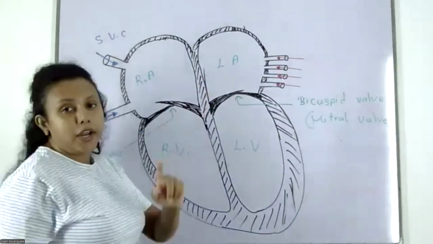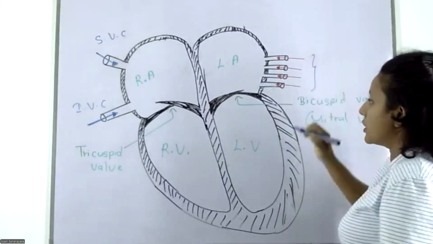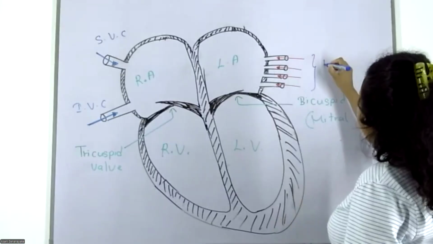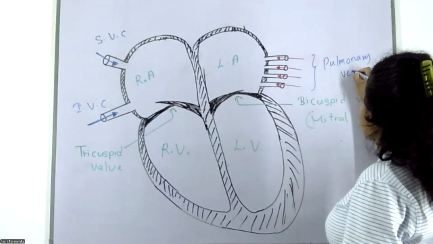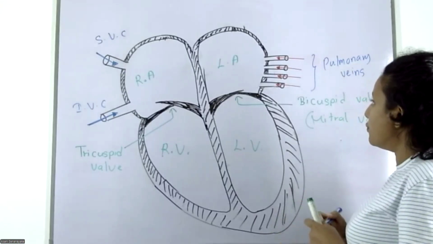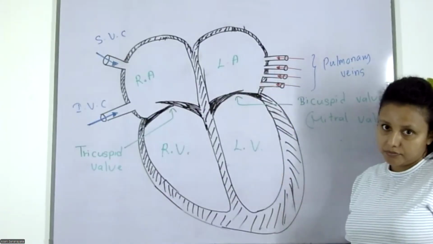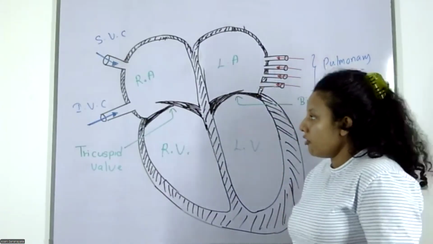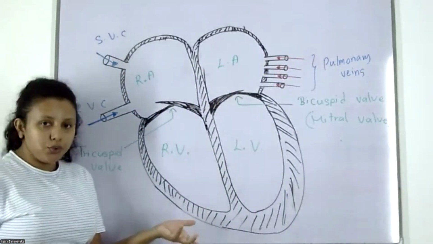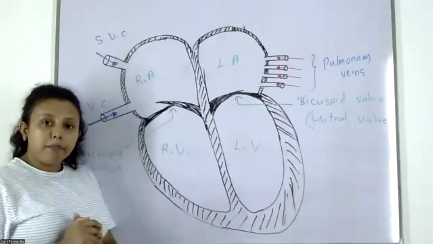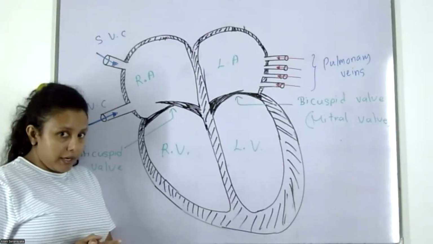And when you go to the left atrium, four vessels open. We call them pulmonary veins. So four pulmonary veins open to the left atrium. Now I will explain the function too. When we come to the heart, the main function is pumping blood.